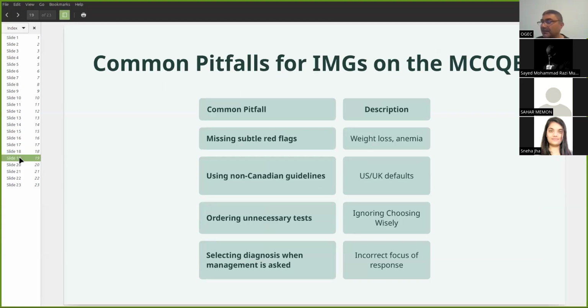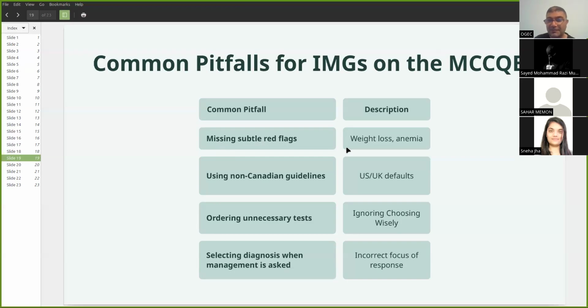So here are the common pitfalls on the MCCQE exam. Missing a red flag. Missing a red flag is one of the common pitfalls. It is a frequent error, and it costs the IMG a mark.